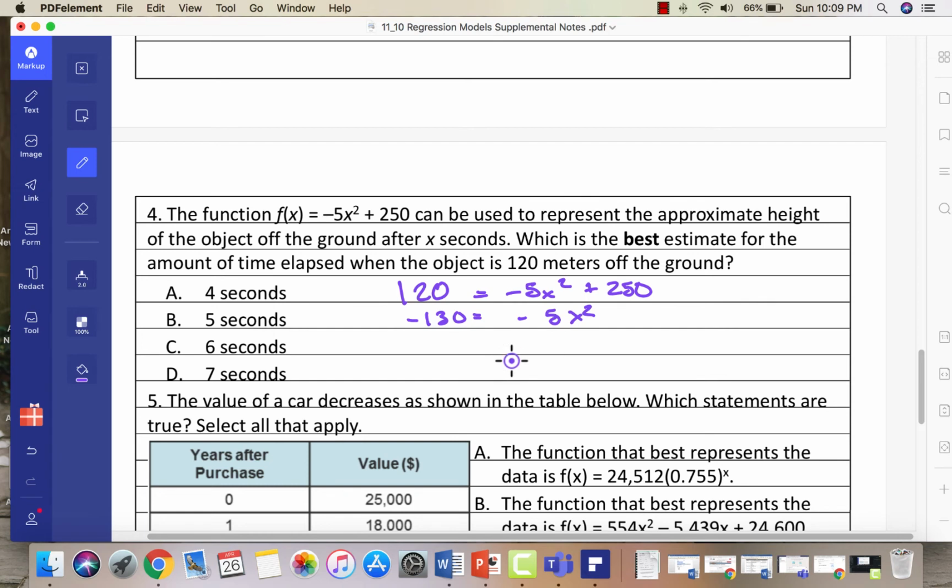We need to get the x squared by itself, so I'm going to divide by negative 5. And I'm going to get 26 equals x squared. And how do I get rid of a square? We square root. So I'm going to square root both sides, and I'm going to get x equals 5.09. So approximately 5 seconds.